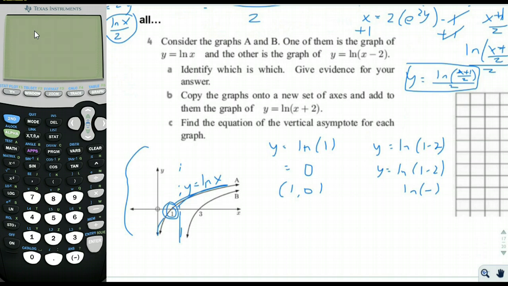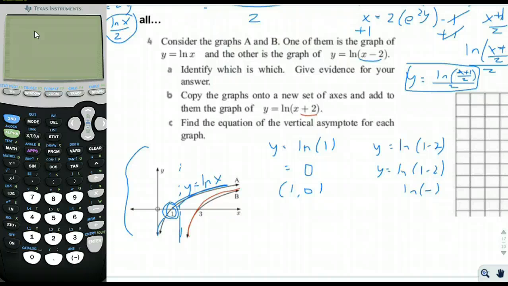Copy the graphs onto a new set of axes, add to them the graph of y equals natural log of x plus 2. Where would that be? Well, you can see that doing x minus 2 shifted the blue graph to the red one. So it shifted to the right. So what do you think is going to happen if you do plus 2? It's probably going to shift in the opposite direction.